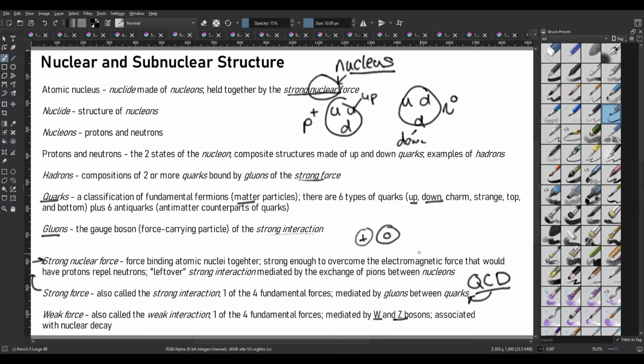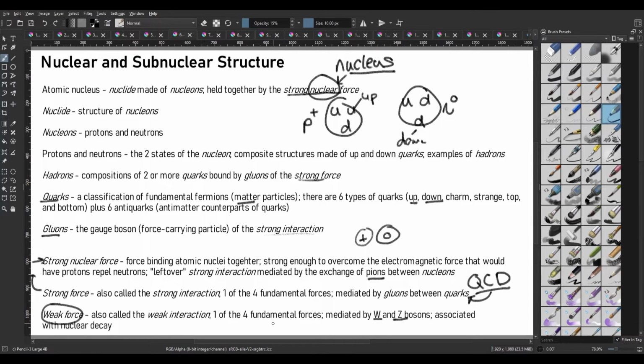The strong nuclear force is again just going to be pions, which are mesons. They're made of quarks just like protons and neutrons, except they're a different ratio of different types of quarks. And the weak force is again less important here, but we'll get to it when we get to radioactive decay. It's another one of the 4 fundamental forces.